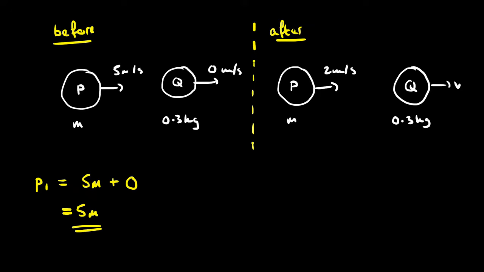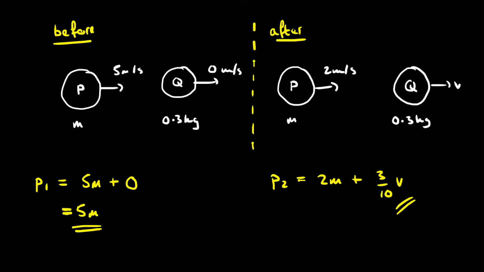All right. Now, what about after the collision? We'll call that P2. Well, we're going to have the mass of P, which is m, times the velocity of P, so we get 2m. And then we're going to have the mass of Q, which is 0.3, times the velocity of Q, which is v. I'm going to write that as 3/10 times v, because 0.3 is the same as 3/10.